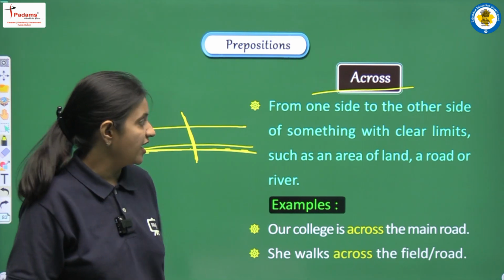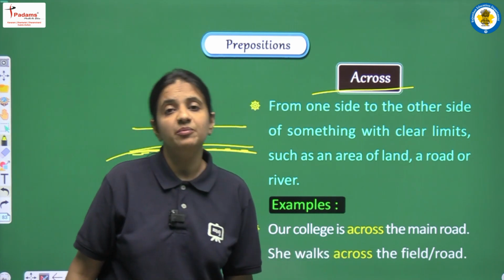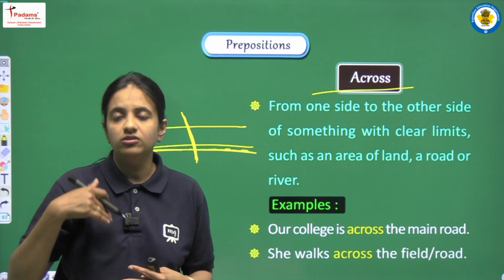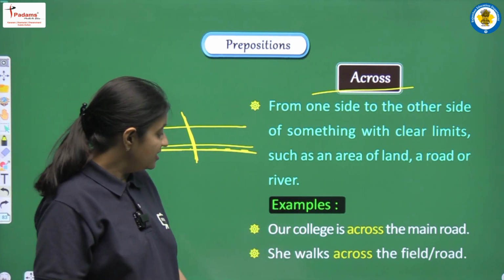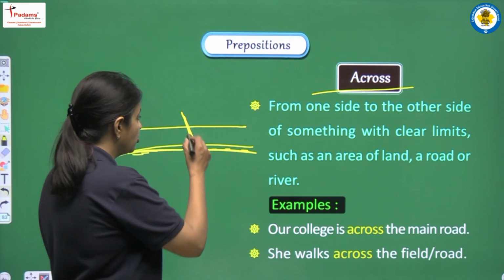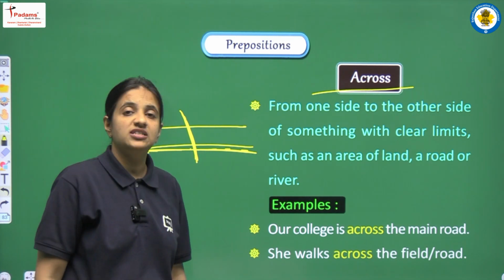So let's see the examples to clear this. Our college is across the main road. It means that on the opposite side of the road, we have our college. Second is, she walks across the field, or it can be a road also. So again, across means to cross the road, to cross the river, or to cross the land.